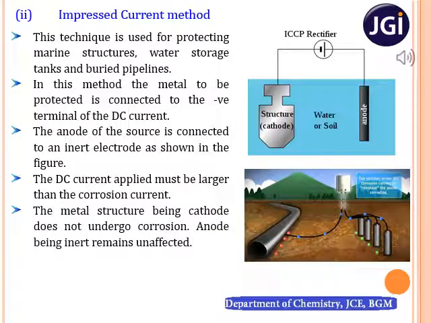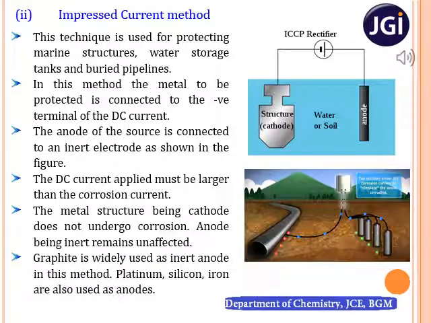Since the metal structure receives the current, that is the electrons, from the connected DC source, it remains cathodic and hence it will not undergo corrosion. The anode remains unaffected since it is inert. Platinum and silicon are also used as inert anodes in this method.